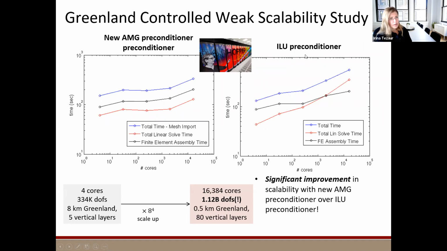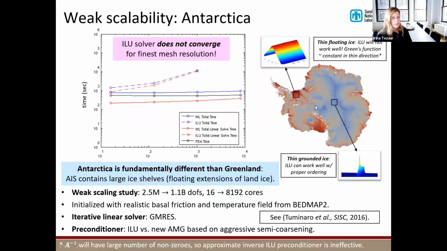Comparing in this here, I have an ILU rather than a standard multigrid, but similar idea, where we're able to get a much more scalable and fast linear solve. The linear solve piece here is in red. We have other pieces as well. Finite element assembly is another part of our computation, but that wouldn't be affected by the design of the preconditioner.